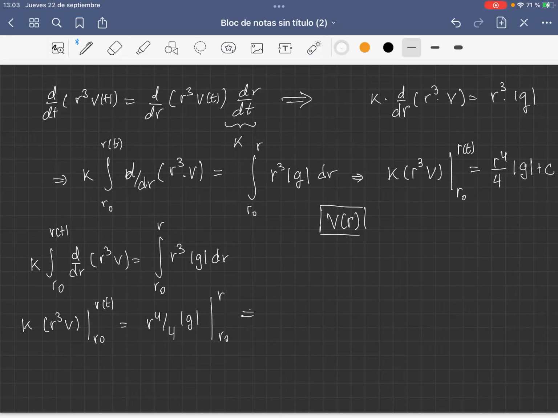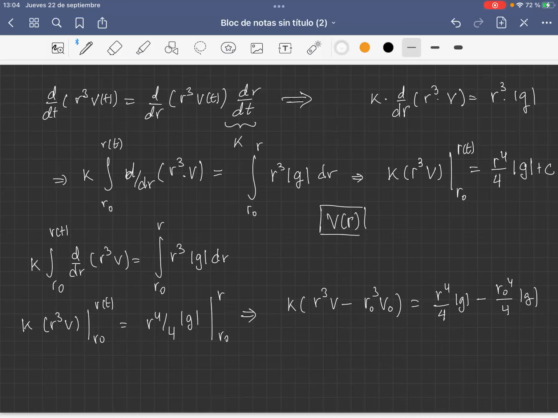So from here, I get the r at any time minus the r0 and the velocity, that is the initial velocity, and this is gonna equal r to the fourth power times g minus r0 to the fourth power divided by 4 times g. Okay, so we can get this expression.